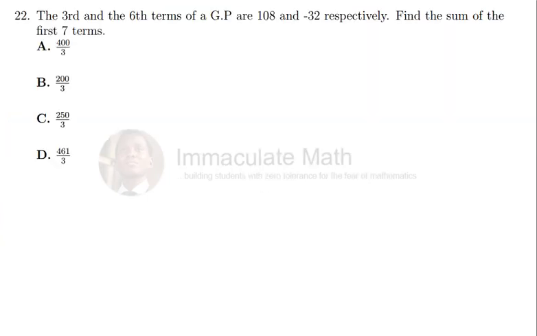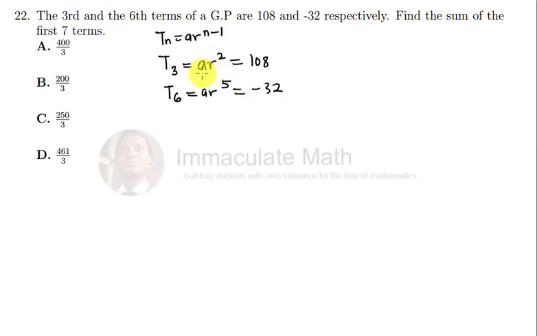In this question, they said the third term and the sixth term of a geometric progression are 108 and −32 respectively. Find the sum of the first 7 terms. Don't forget generally that the nth term of a geometric progression is given as ar^(n−1), in case you forget. So the third term, if you replace your n with 3, will give me ar², which is 108. And the sixth term, that means t6, is ar⁵, which is −32.